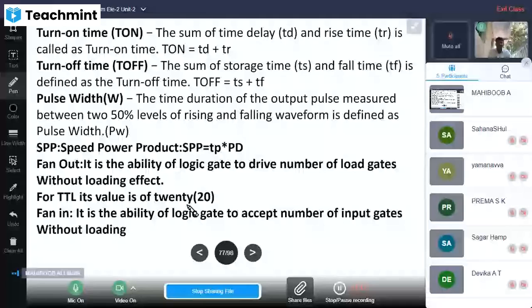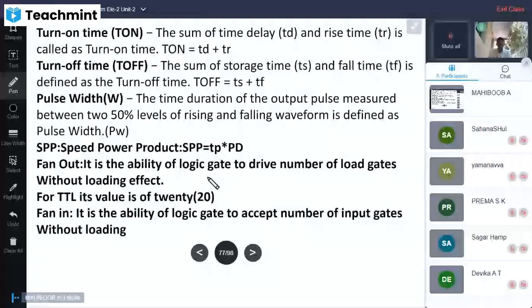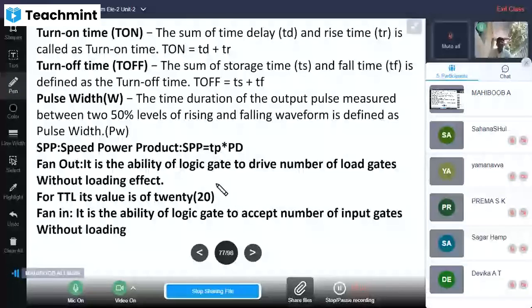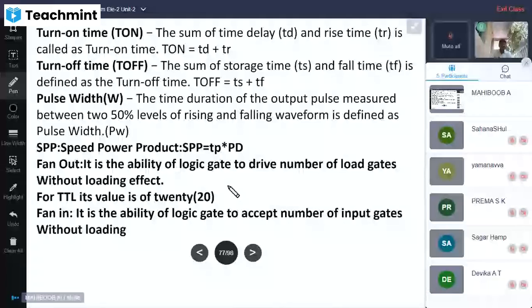For example, there is a charger. How many mobiles, by extension pins, can we connect to a single 5 volt charger? That depends upon its power capability. So the number of loads it can drive, or it can charge so many mobiles, say 20 mobiles, 10 mobiles, only 5 mobiles. That ability of the charger is known as its fan out.